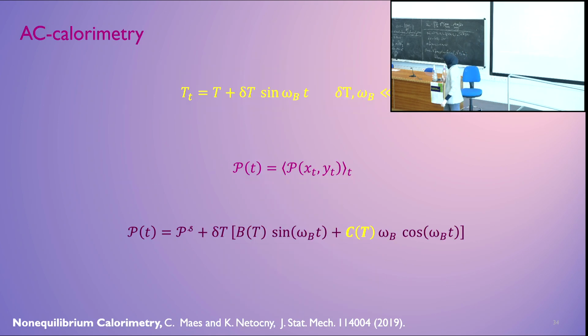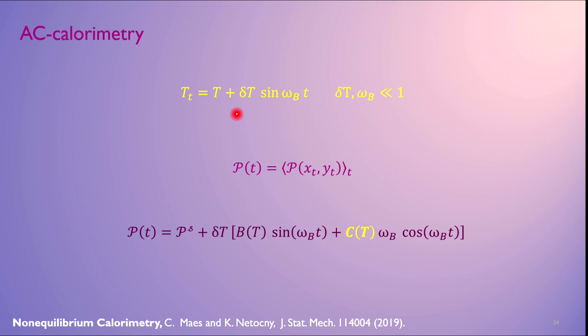And the AC calorimetry, this is a paper by Kirsten and Carl in 2019, where the temperature is changing, it's time dependent, and there is a delta T and omega frequency to change the temperature, but they are very, very small. You're perturbing the temperature very little. And then you look at the heat power, and then you plug it in this equation. The heat capacity is here. Okay?